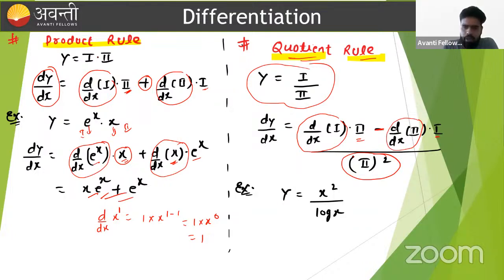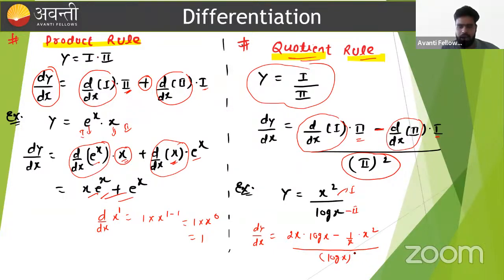Let's see one example. This is the numerator, so this is the first function, and this is the second. How can we write dy by dx? Let's see the differentiation of the first function. What is the differentiation of x square? That is 2x into this one, which is the observer, minus the differentiation of the second function. What is the differentiation of log x? Very good, 1 by x into the first function, divided over the second square. So it is 2x log x minus x, divided over log x square. This is our answer. I hope this is clear to everyone.